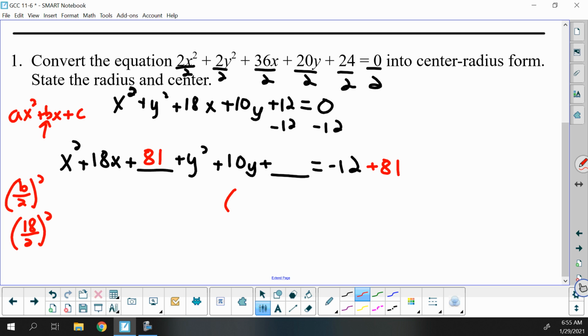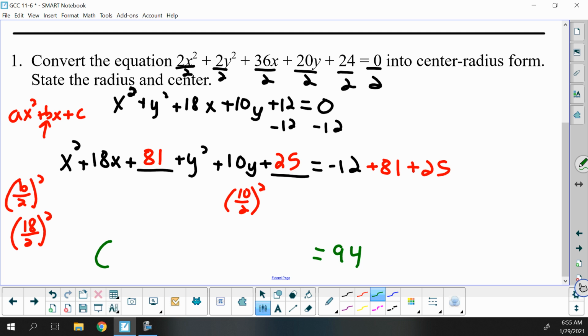For the y's, we're going to have 10 over 2 squared. 10 divided by 2 is 5. 5 squared is 25. So we'll have 25 here, and we'll have 25 there. If we add those up on the right, we get 94.